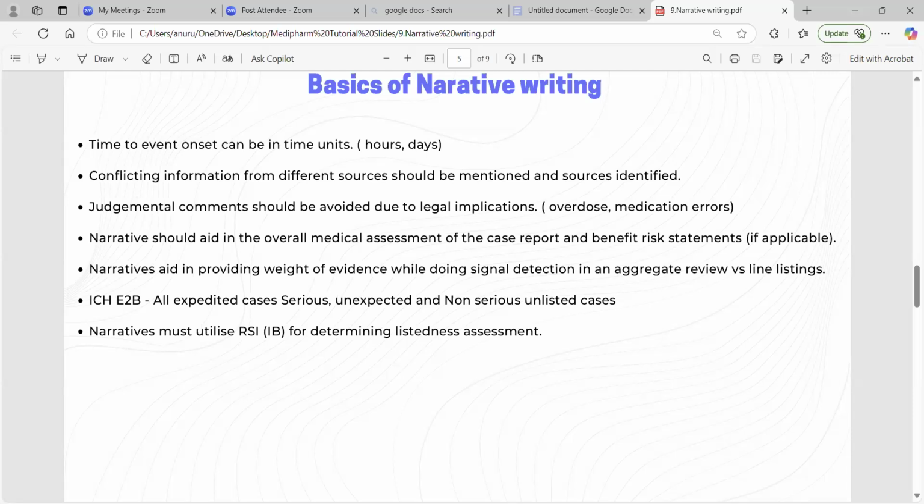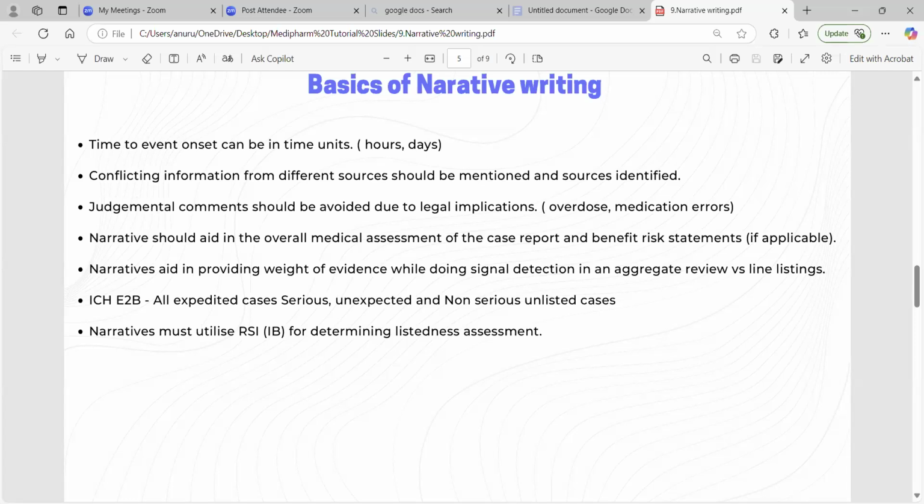Even in the database, we have an option of putting the latency somewhere. When you write the latency there, if it is an auto-generated narrative, mostly it is pulled into the narrative, and you can always go back and recheck whether it has populated correctly or not. And you can have conflicting information from different sources, which should be mentioned and the sources identified.